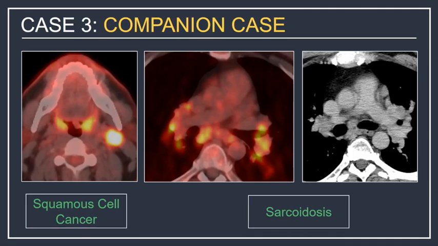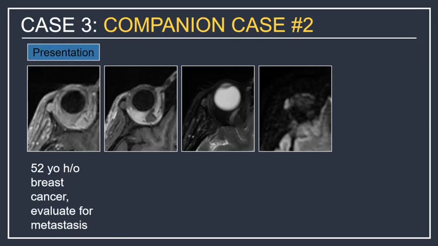This patient had biopsy-proven squamous cell cancer within the palatine tonsil and level 2 nodal disease, and sarcoidosis within the chest. Now, the imaging finding that was characteristic of sarcoidosis here is the bilateral hilar adenopathy. So this is an important pitfall to recognize in patients that are being staged for head and neck cancer.